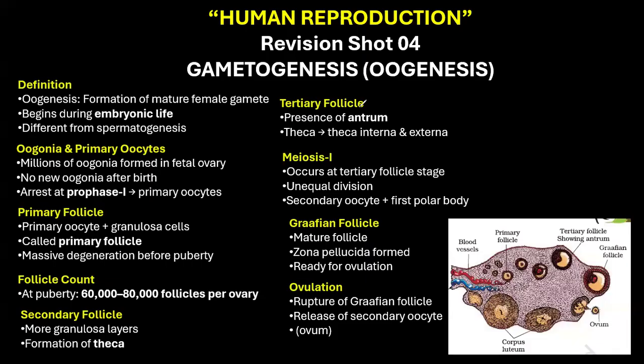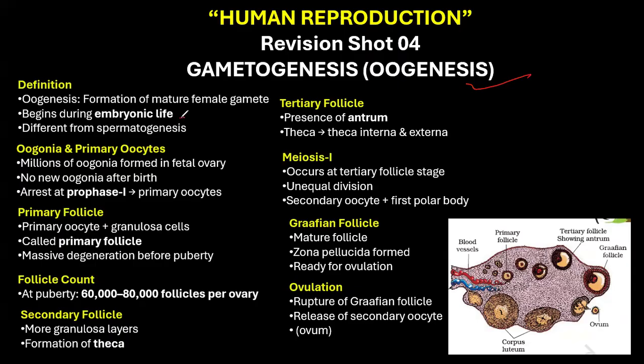Hello, my dear students. Today we'll be talking about another topic that is oogenesis. Yesterday we talked about spermatogenesis, that's sperm formation in the case of males. Now we'll be talking about oogenesis in the case of females. Oogenesis is the process of formation of the female gamete, that is the ovum, and is very different from spermatogenesis itself. So you should know that it is different from that.